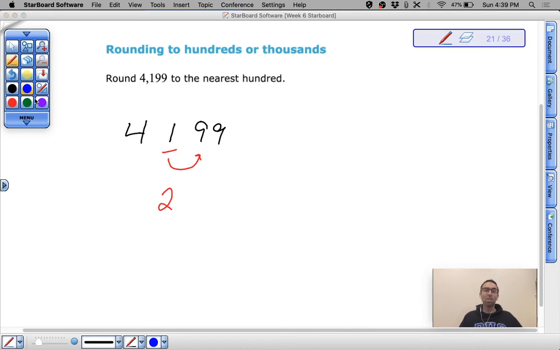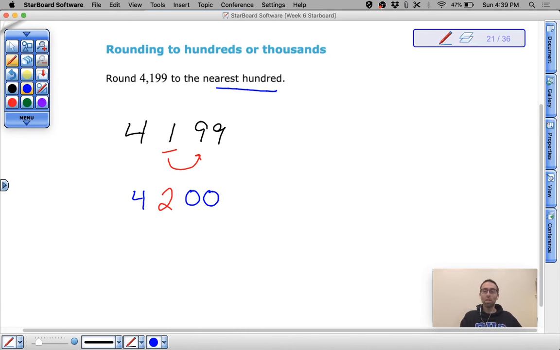If I've changed that to a 2, all the digits to the right, this time there are 2, yesterday there was just 1, these two digits are going to become zeros. So now we're rounding to the nearest hundred, and you can see our answer is going to end in 200. All the digits to the left of the hundreds place stay exactly the same, which is 4. So when we round 4,199 to the nearest hundred, that is going to be 4,200. Again, if we're entering this into Schoology, there will be no commas. We're just going to put it in as 4200 without those commas.